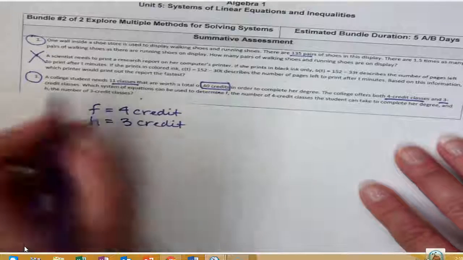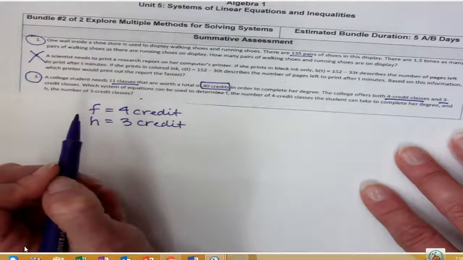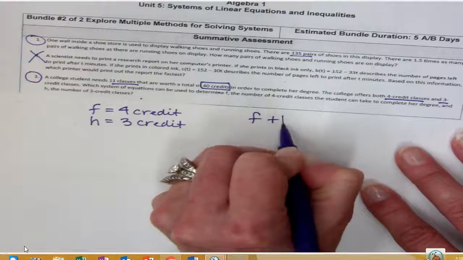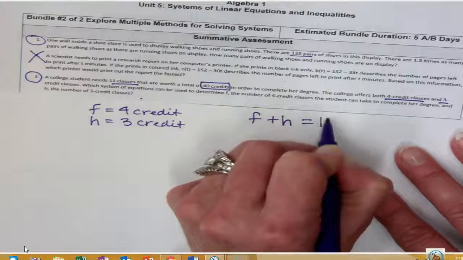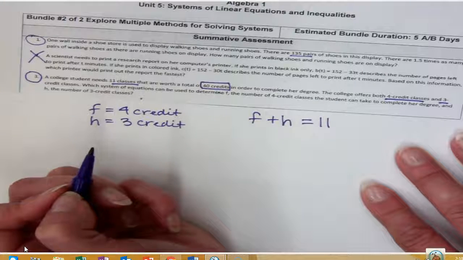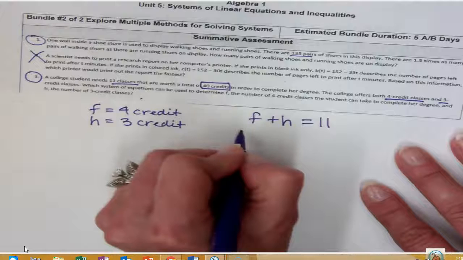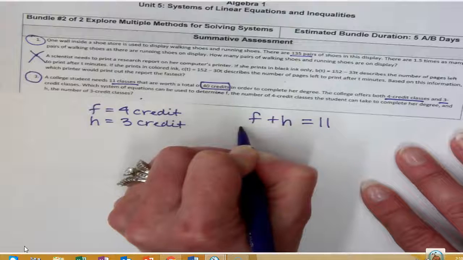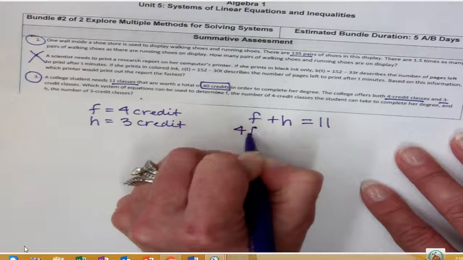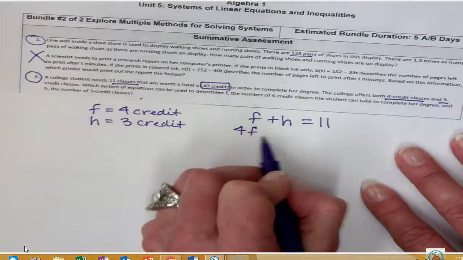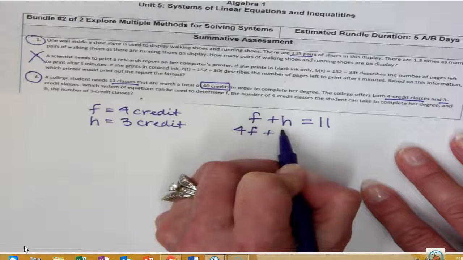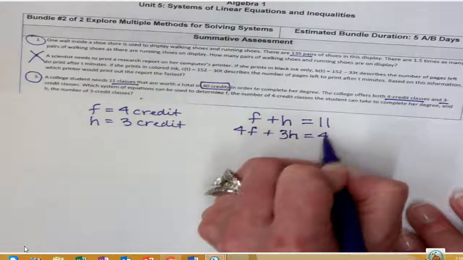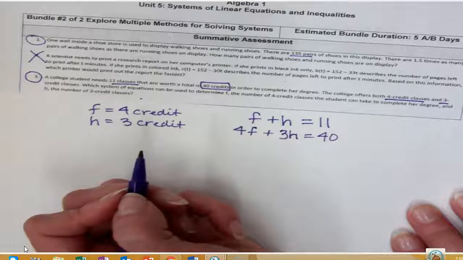So we know that she needs 11 total classes. So the 4 credit classes plus the 3 credit classes have to equal 11. And we also know that 4 times F, the 4 credit classes, plus the number of 3 credit classes has to equal 40 credits for her to continue on.